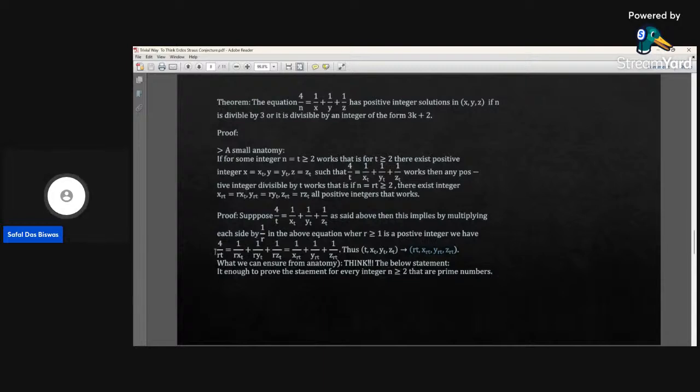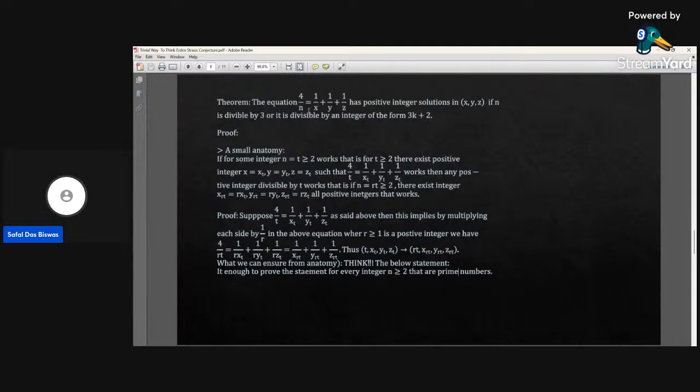Now what can we ensure from this anatomy? Think. I am giving you an exercise to think about; this is one of the first takeaways from this talk. That means if we prove the statement, that 4 by n equals 1 by x plus 1 by y plus 1 by z, that is the Erdős equation, for prime numbers n only, then we are done. So why are we done? Because of this small anatomy. If we only prove for n equals prime, then we are done.